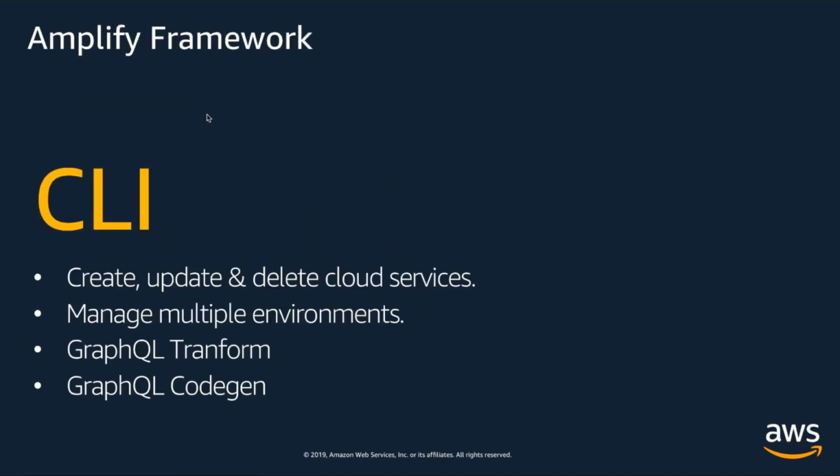The CLI helps you create, update, and delete cloud services. These services are controlled by CloudFormation templates, or stacks. The CLI makes essentially DevOps a hands-free job by creating these templates and stacks for you. It also allows you to manage multiple environments. An environment is all of the services and configuration necessary to run a given application or service or feature. You might think of environments as having one for development, one for testing, and then one for your production application. GraphQL transforms and code generation are something that the CLI can also do.